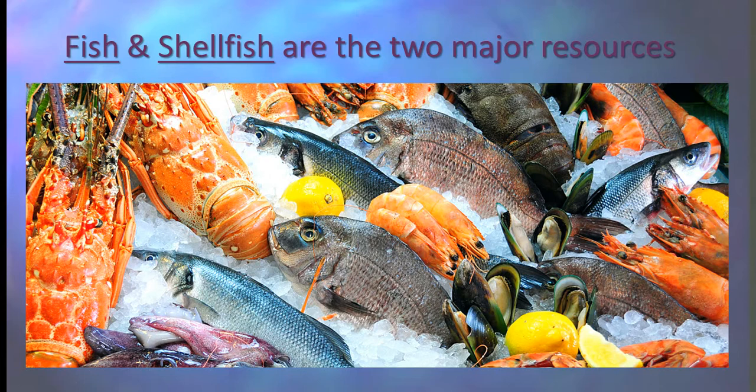All right, our first blanks right up there at the top of the page is that the two major resources of the ocean, because we're looking at food now and how we manage the ocean and our resources there, are fish and shellfish. There's a picture of various things we like to eat from the ocean.